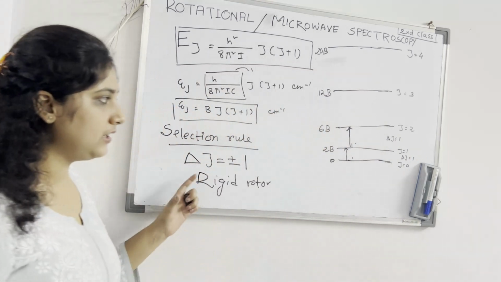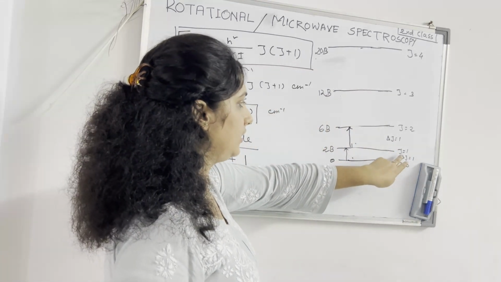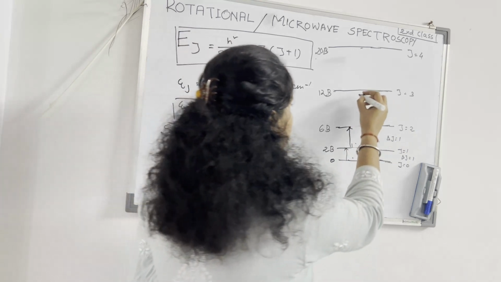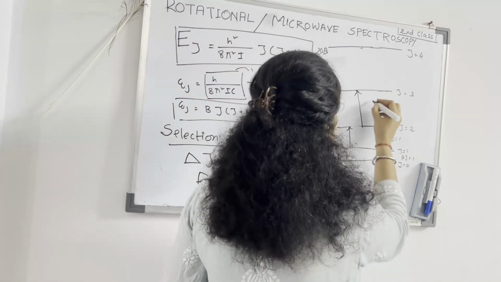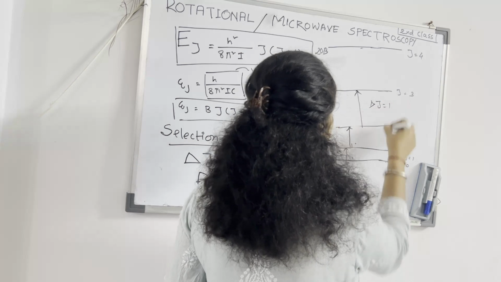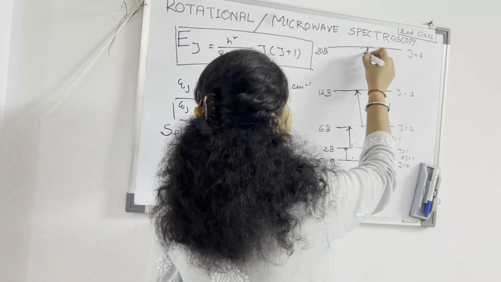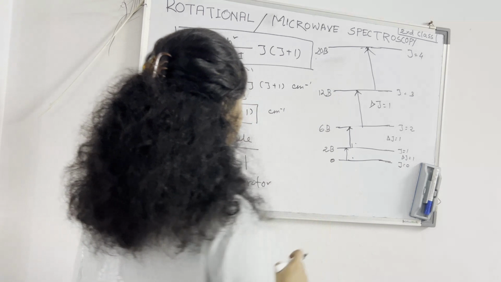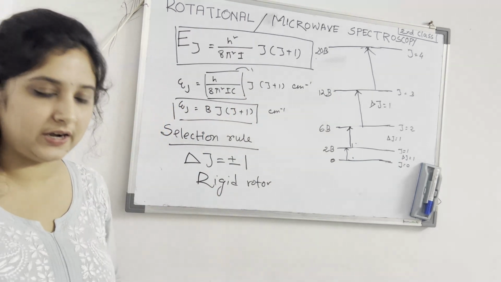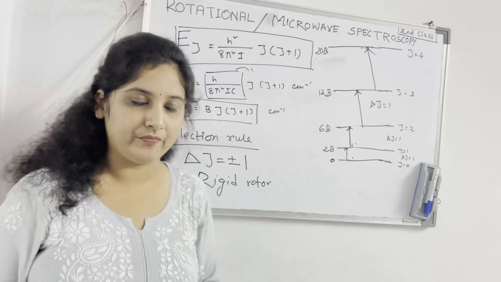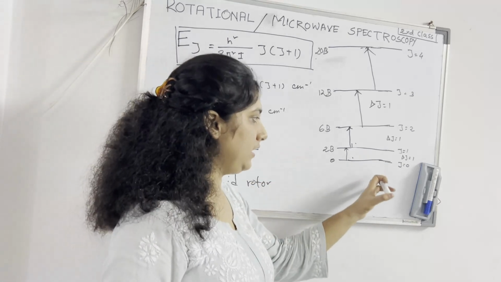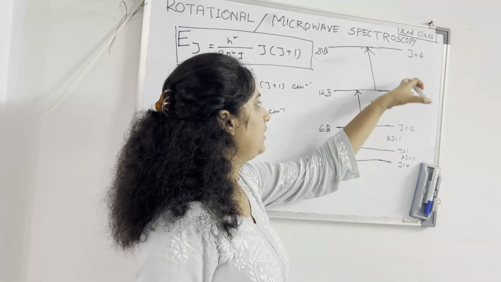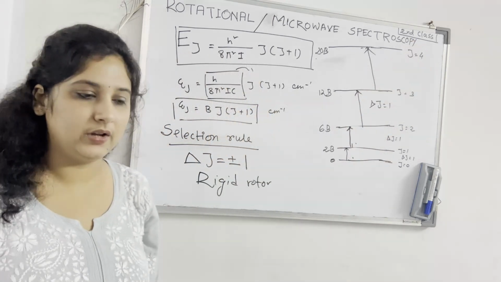That del J means the change in the quantum number, because J equal to 1 to 2 means del J is equal to 2 minus 1, which is 1. And this transition is also allowed, that is del J is equal to 1 here also, 2 to 3, and this transition 3 to 4 is also allowed. So this type of transition is allowed for the rigid rotor according to the selection rule. So here we have seen that J is equal to 0 to 1, 1 to 2, 2 to 3, and 3 to 4 are allowed.